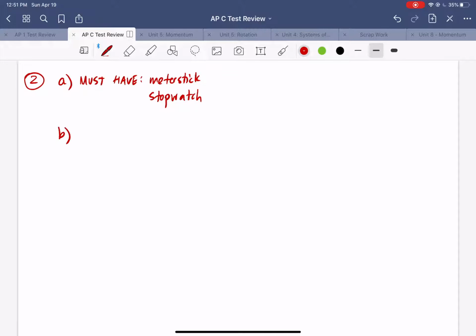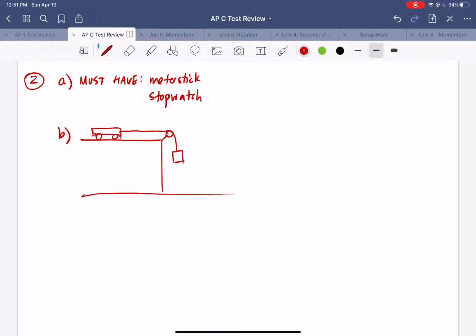Okay, part B says outline a procedure for performing your experiment. Again, there are multiple different experiments that you could set up here. A couple of examples that were given: you could set up something like a modified Atwood machine. We could put a cart on a horizontal tabletop and then attach a string to it, run the string over a pulley, and put a hanging mass there.